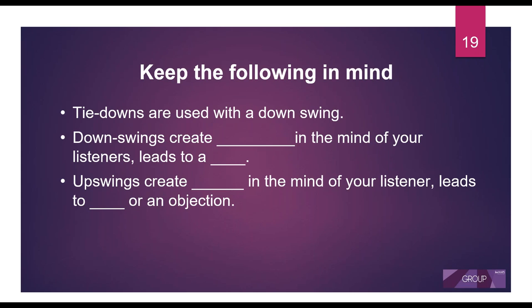Confidence in the mind of the listener, which more likely will lead to a yes. So if downswings create confidence, upswings create doubt. So fill in the word doubt. Upswings actually create doubt in the mind of your listener, which most likely is going to lead to a no or an objection.